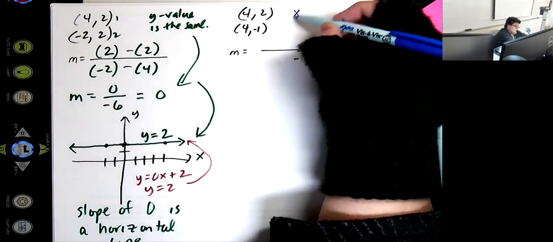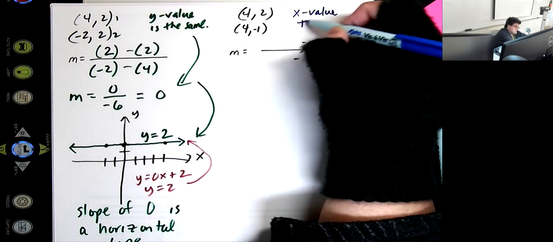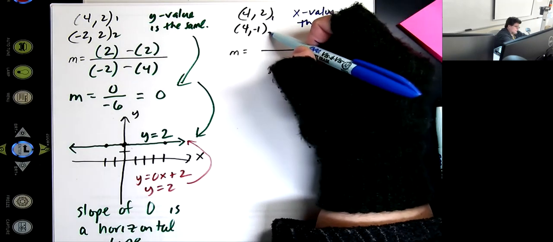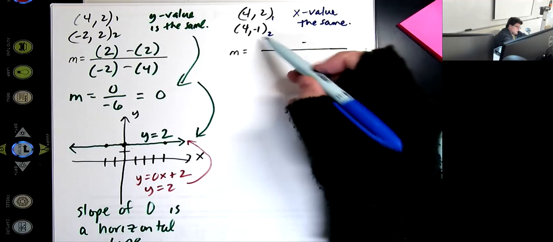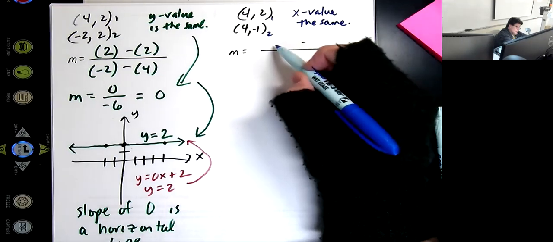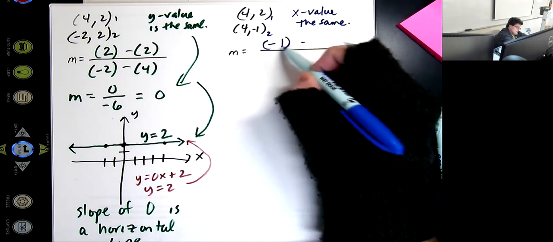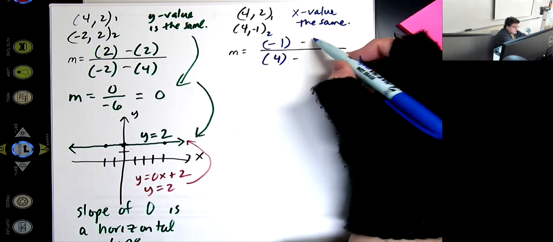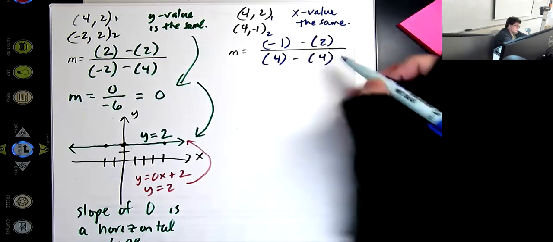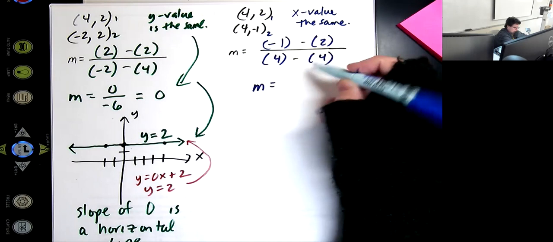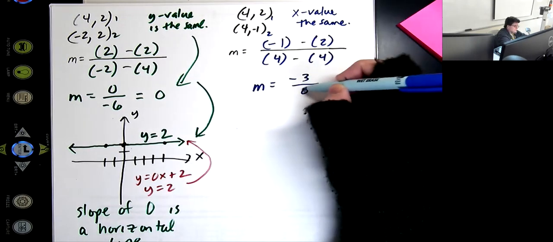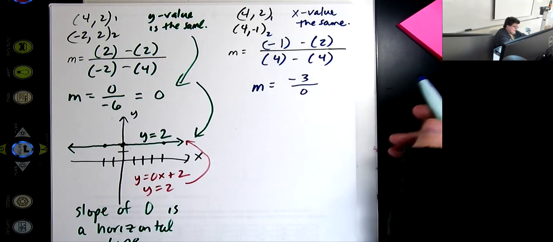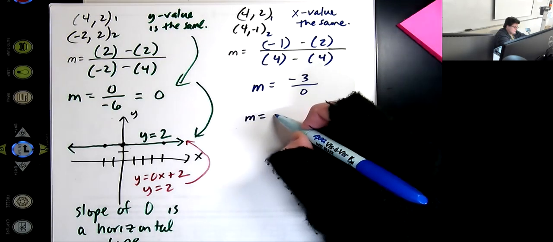Here, I conveniently made the x value the same. And I'll do the same order that Nate picked earlier. We will do 4, -1 as my y2 and x2, and then 2, 4 here. I get m equals -3 over 0. Here they say m is undefined.